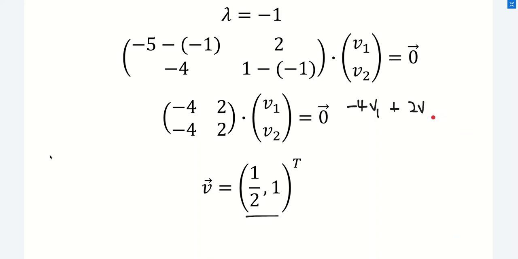2v2 is equal to 0, right? So you get -4 then 1 is equal to minus 2 v2, right? All right.